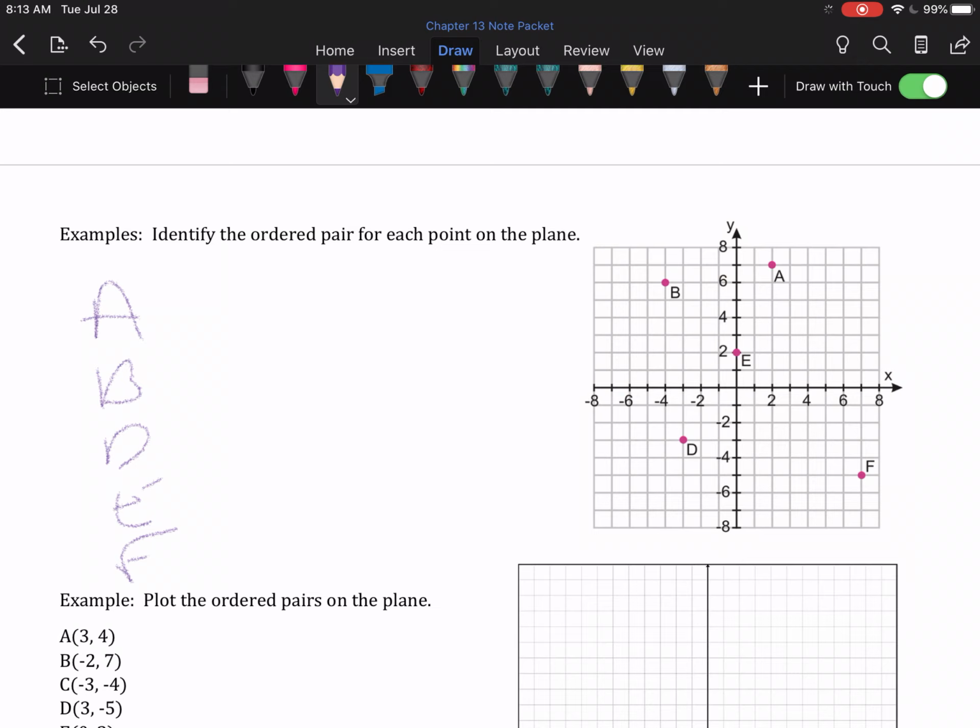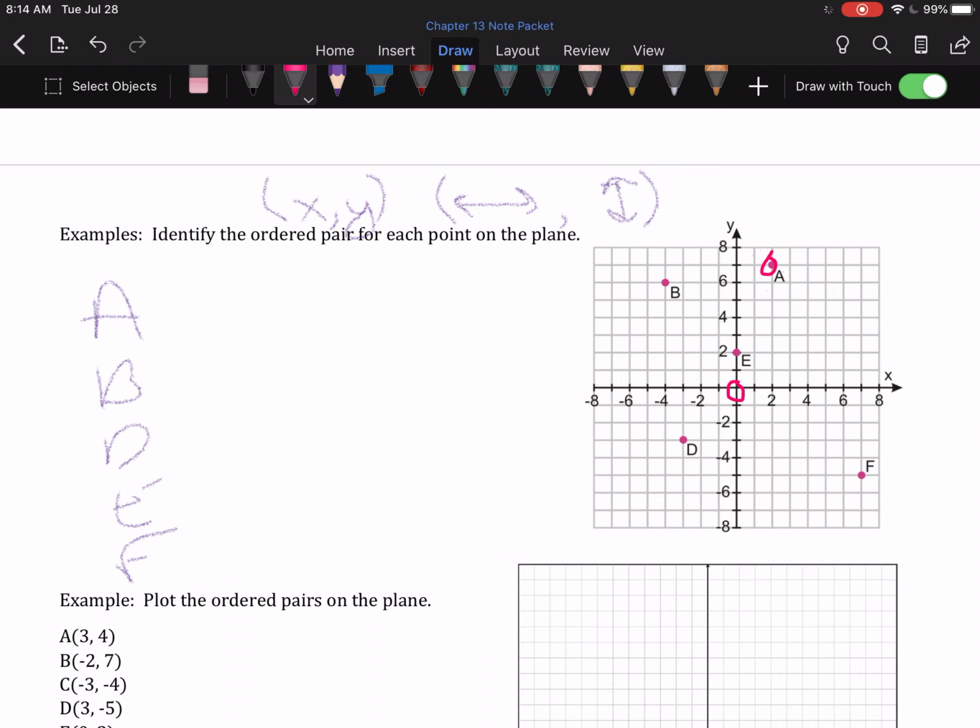So to identify the ordered pair, to tell where each of these things live, what we need to do is start at the origin, the very center point, and count. So remember, all ordered pairs look like x, comma, y. x is how far left or right we have to go. y is how far up or down we have to go. So how do I get from the middle? How do I get from here up to A?